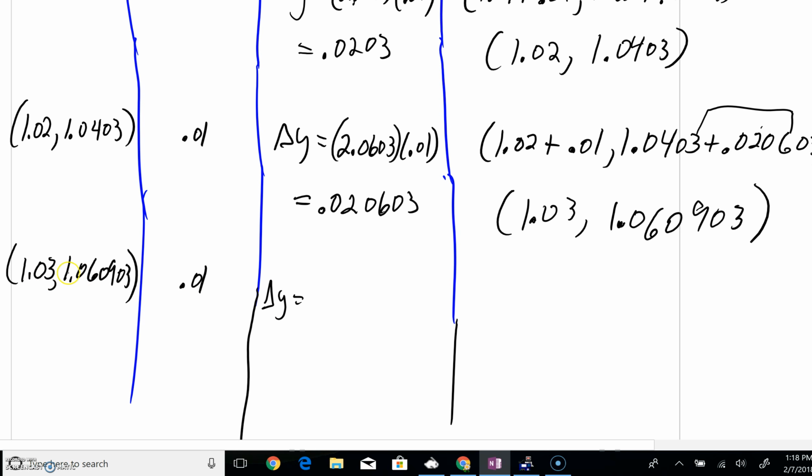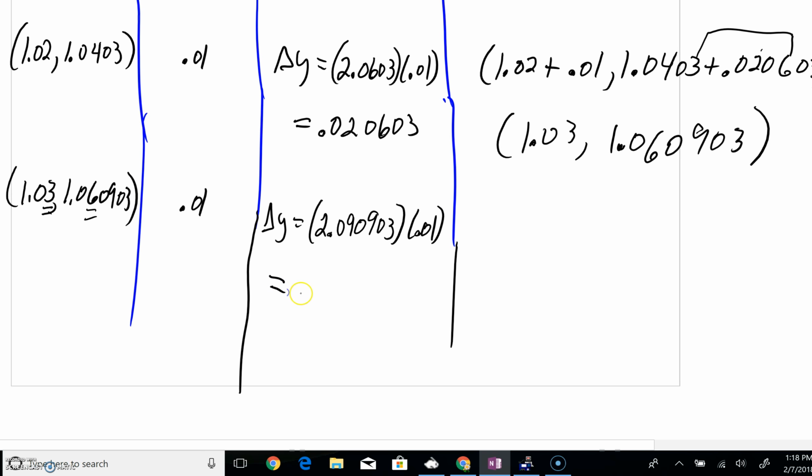Add these two things together. Well, the 3's in the 100th place right here. I think you can see pretty quickly, 1 and 1, you'd get a 2. You'd get 2.09 and then a 0903. And things are beginning to get kind of tight here. As we multiply by 1 over 100, you get 0.02090903. Well, here we go again, 1.03 plus your change.